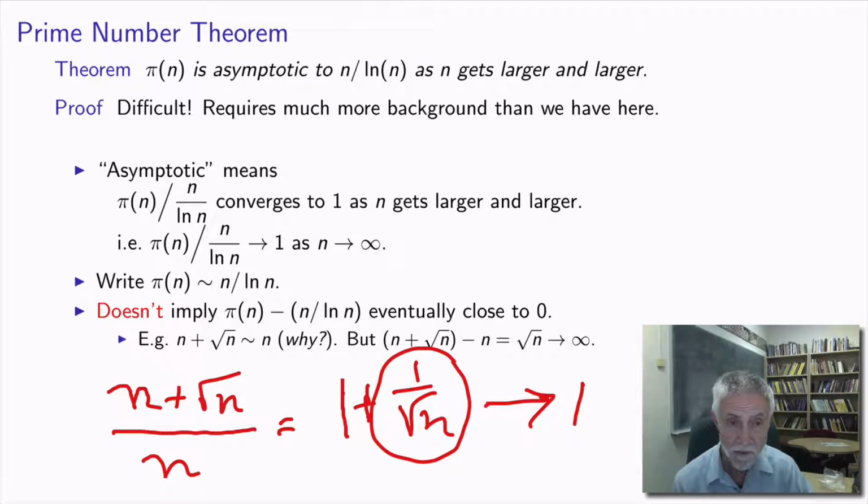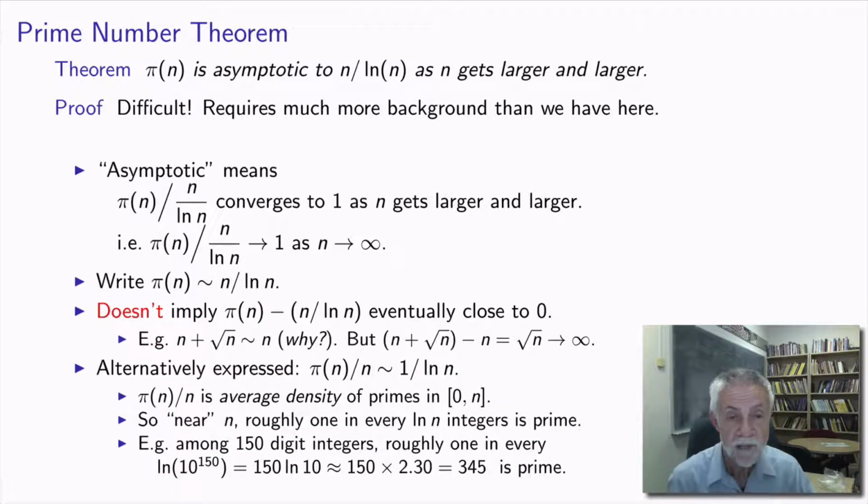So you could think of this statement as saying that n plus root n has the same order of growth as n, in the sense that root n is very small compared with n. The difference goes to infinity, it's root n, but it goes to infinity much more slowly than n itself goes to infinity. So it's like a correction term, which is not as important as n.